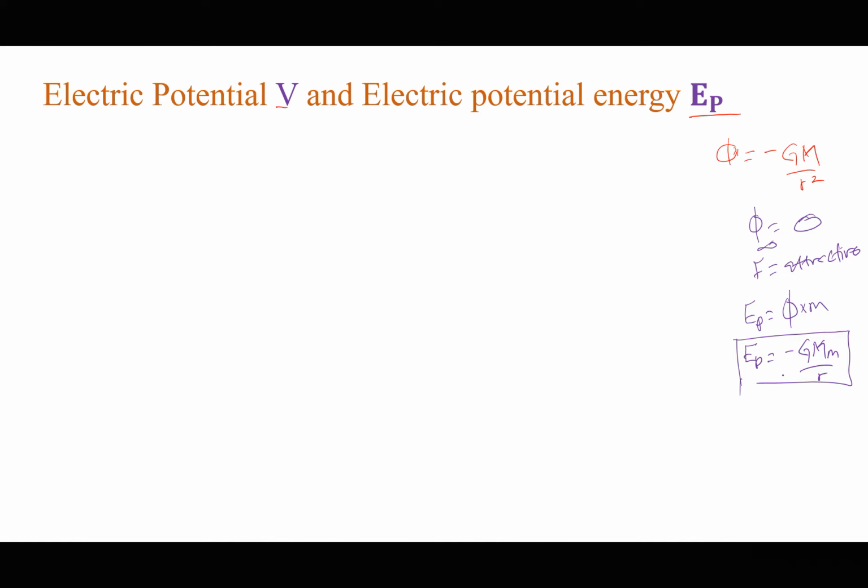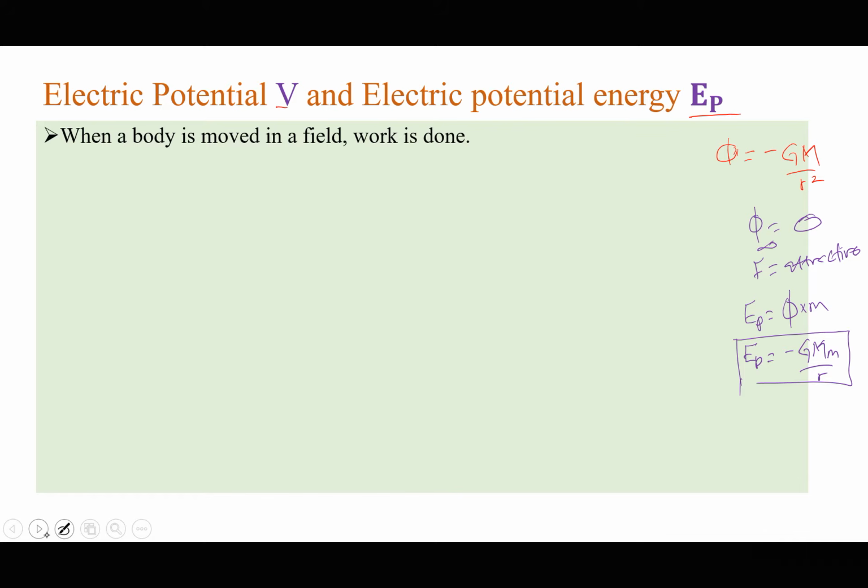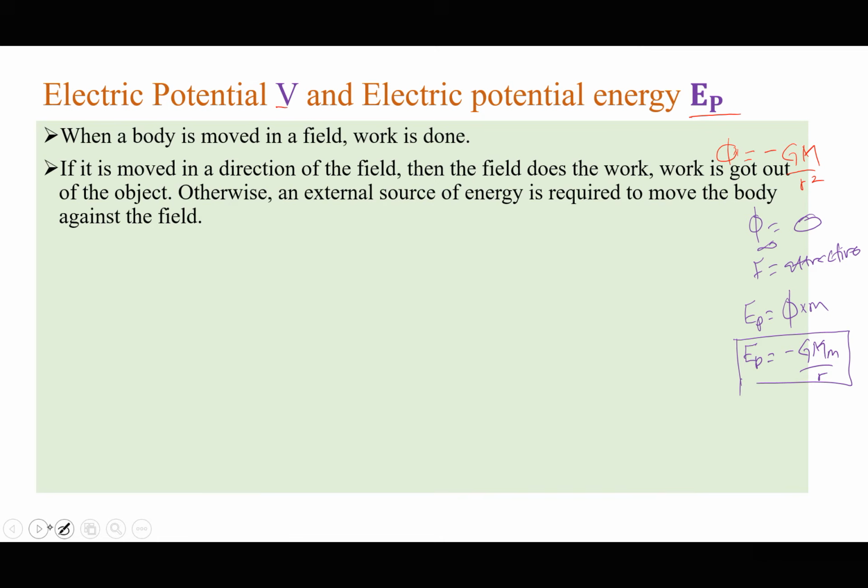So let's now think of moving a charge from infinity to a point in an electric field. Note that when a body is moved from infinity, or when a body is moved in the field, there is always work done. It only depends on which direction the body is moving. Is it moving in the same direction as the field, or in the opposite direction to the field? So if it is moved in the same direction as the field, then the field does the work.